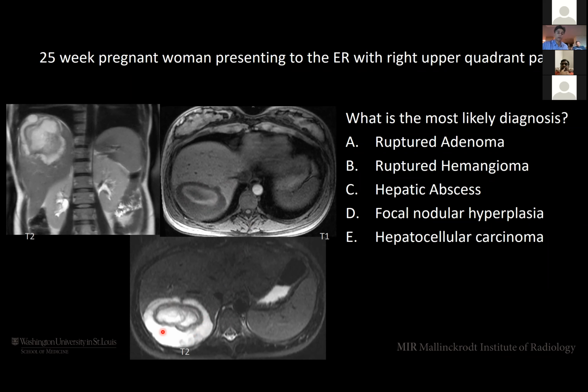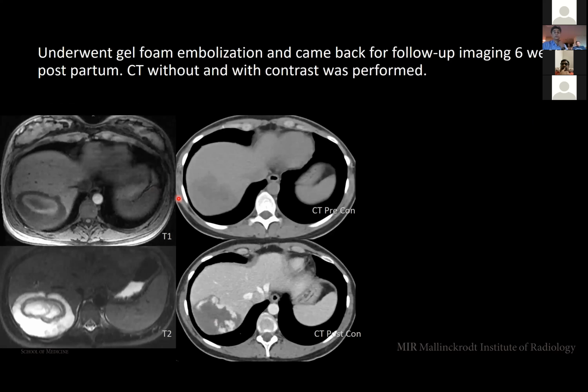But look at the background signal intensity of the lesion. This is very hyperintense, homogeneously hyperintense. So if you didn't have this hemorrhage, you would think that this is a hemangioma. As a matter of fact, this patient did go on to deliver the baby and came back postpartum to have a CT. And then we can see it's a classic hemangioma, but this hemangioma bled.